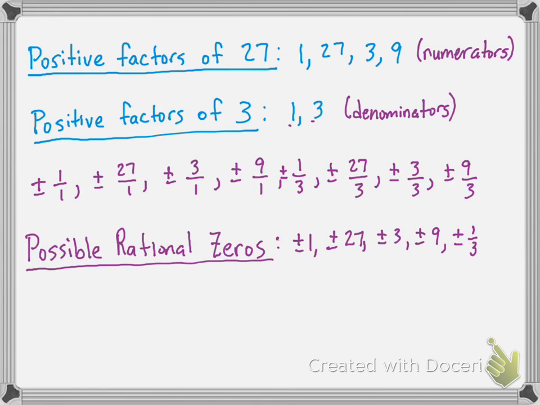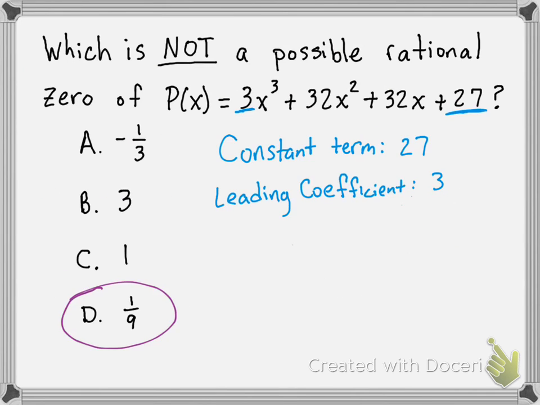Right, and I'll go back and verify that. And you can see in this list, we do not see positive or negative 1/9. And the reason is, again, 9, the denominator of 1/9, is not a factor of that leading coefficient 3. All right, so our answer there is D.